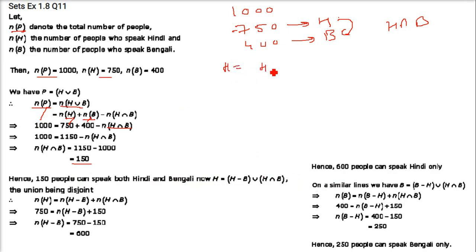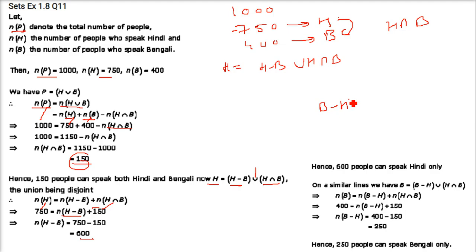Now we have to write H as (H minus B) union (H intersection B). This you already know, we have explained it a lot. So N(H) is equal to N(H minus B) plus N(H intersection B). This we already know: 750 Hindi, 150 we have just found out, and H minus B will be 600.